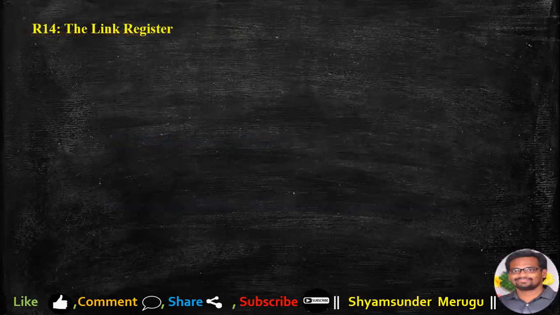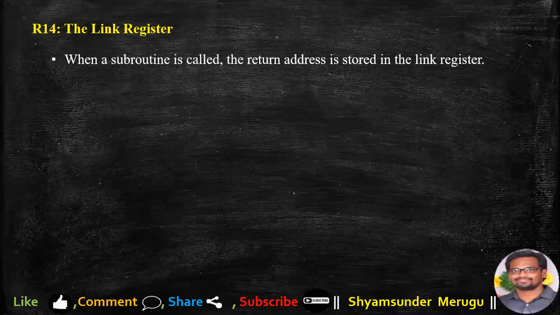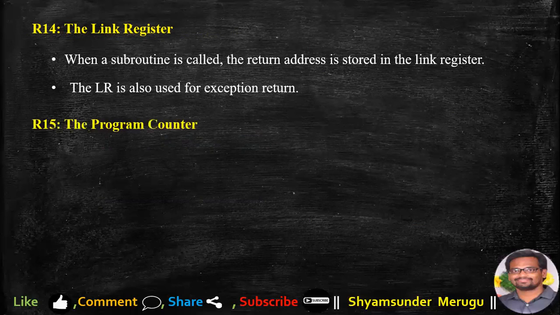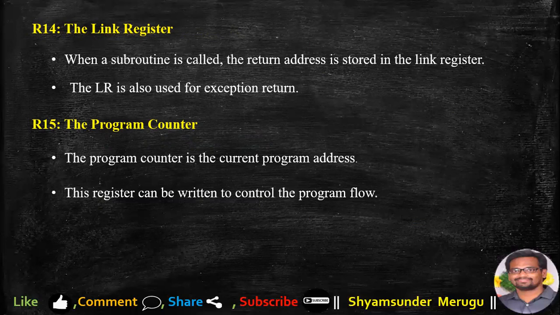R14, the link register. When a subroutine is called, the return address is stored in the link register. The link register, in short LR, is also used for exception return. R15, the program counter register. The program counter is the current program address. This register can be written to control the program flow.